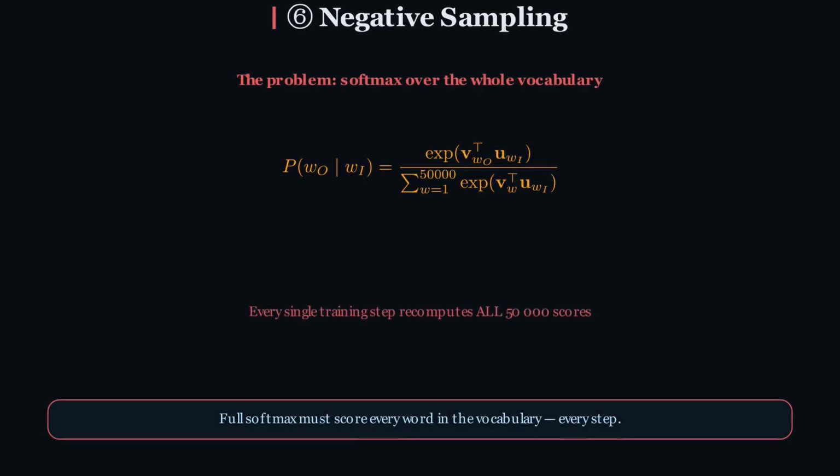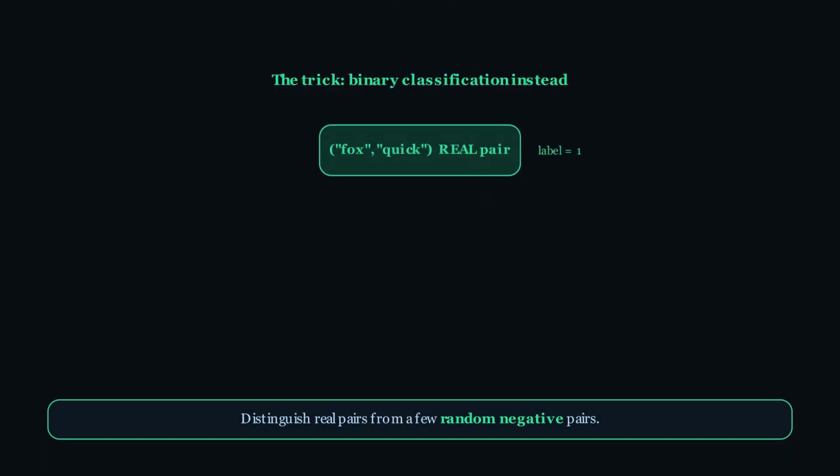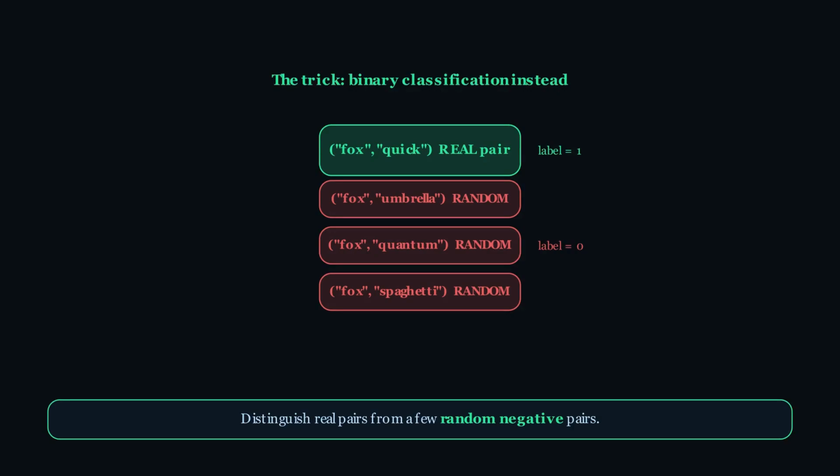The original skipgram objective needs a full softmax over the entire vocabulary, with 50,000 words. That means recomputing 50,000 scores for every single training example. This is far too slow to scale. Negative sampling reframes the problem. Instead of scoring the whole vocabulary, the model just learns to tell apart a real observed pair, like fox and quick, from a handful of random, fake pairs drawn from noise. It becomes simple binary classification.